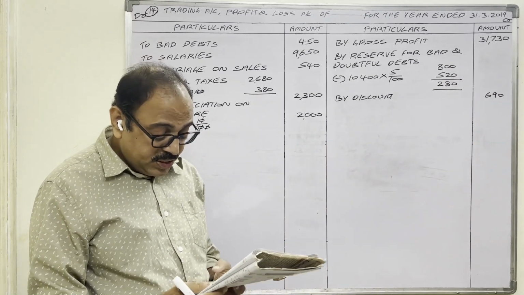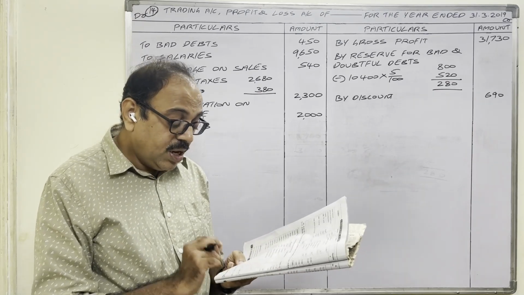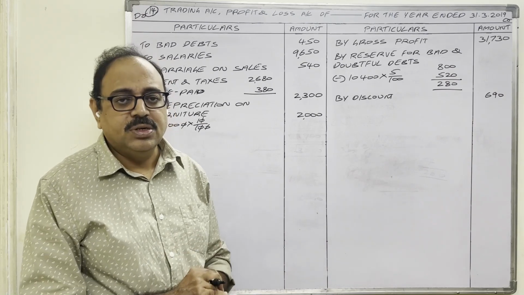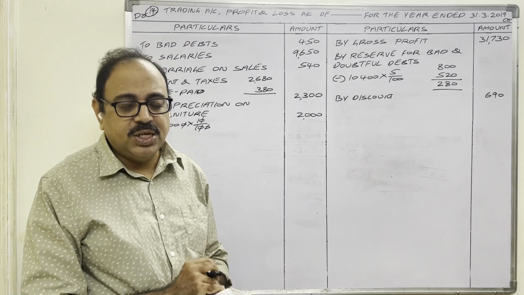But here, he is not giving the discount on creditors. He is giving reserve for discount on creditors. Reserve means nothing but provision. So why do we have to provide a provision for this? Let us see this concept.